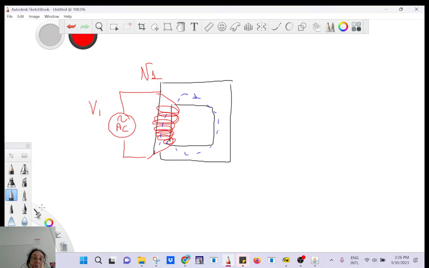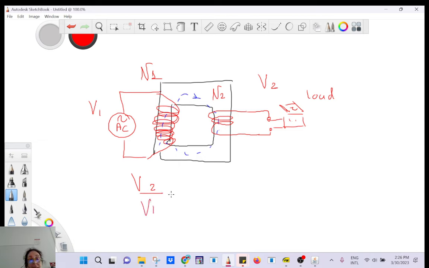On the other side, for example, if I want to step down, I'm going to have fewer loops. And here you get your load, for example, maybe you want that for your computer. It doesn't look like a computer, but that's your load here. So here you have N2 and the voltage is V2. So the equation is like this: V2 over V1 equals N2 over N1. If you multiply the number of loops by 10, the voltage is multiplied by 10. If you divide the number of loops by 10, the voltage is divided by 10.